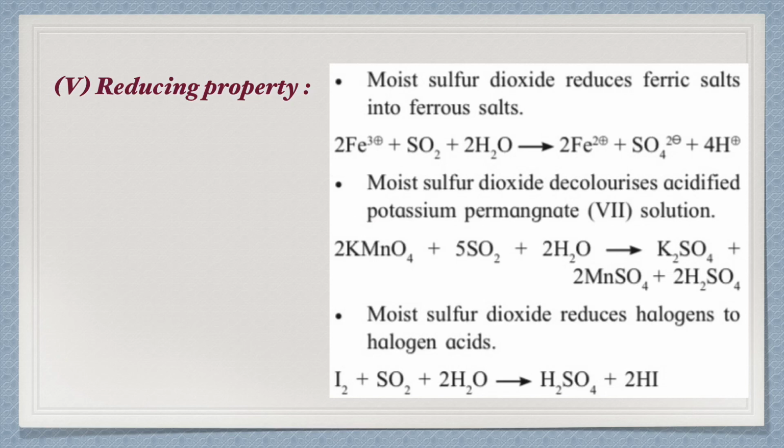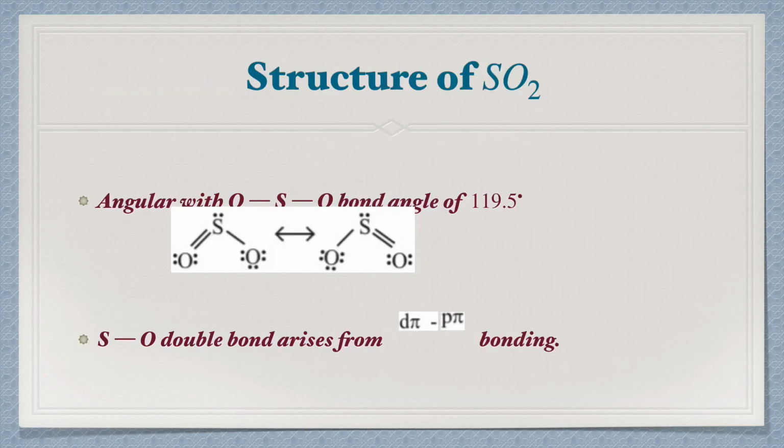Next, we'll learn the structure of sulfur dioxide. Sulfur dioxide has an angular structure with an OSO bond angle of 109.5 degrees. Okay, so you can see the resonance structure. It is S double bond O and on the other side is single bond O. O with one bond will have 3 lone pairs. O with 2 bonds will have 2 lone pairs, and S has 1 lone pair.